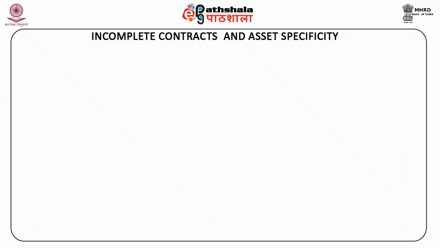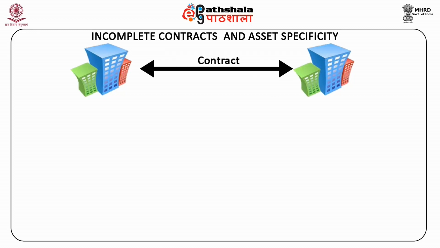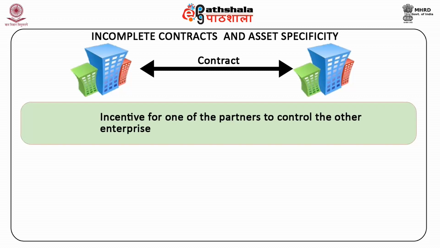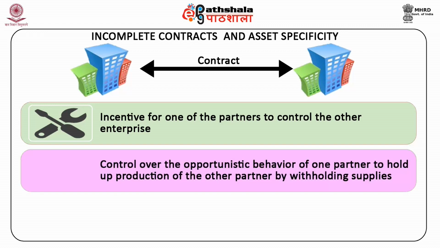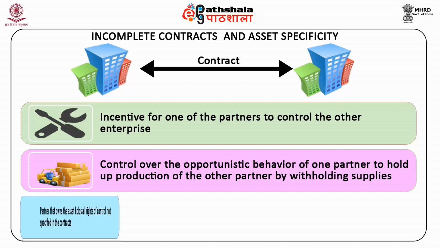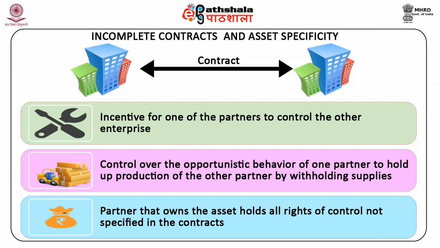In case where two firms enter into a contract that does not cover all potential states of the world, there may be an incentive for one of the partners to control the other enterprise. This would enable them to have control over the opportunistic behavior of one partner to hold up production of the other partner by withholding the supplies. The partner that owns the assets holds all the rights of control not specified in the contracts.